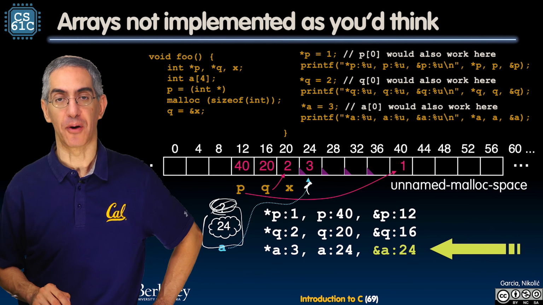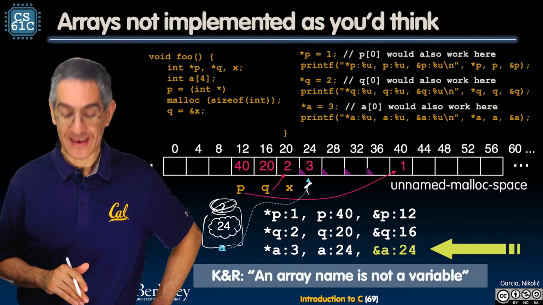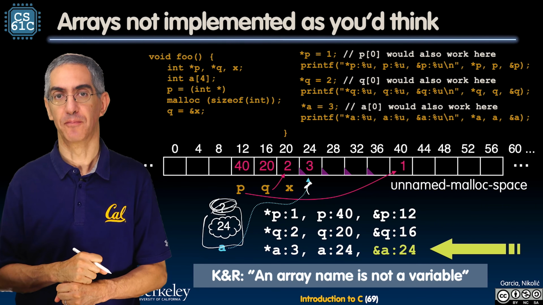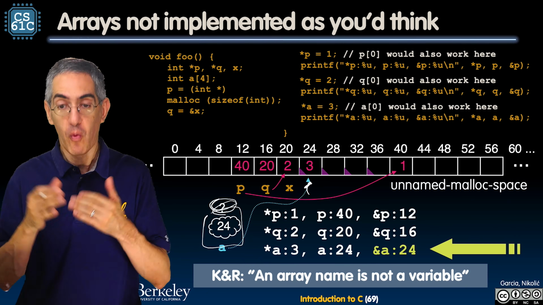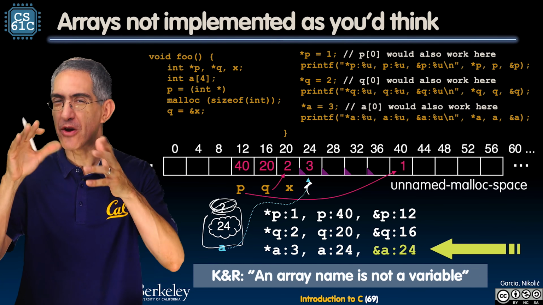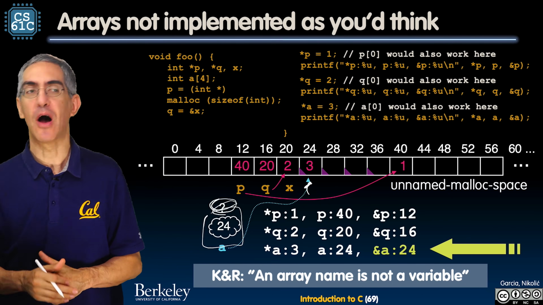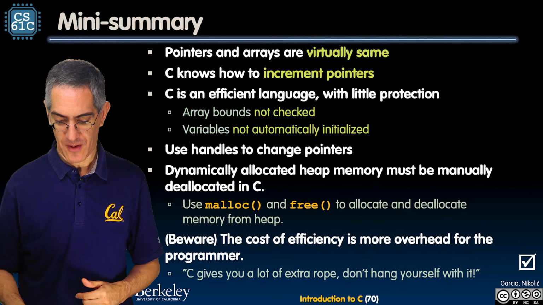That's not 24. The reason is arrays are not implemented as you think, or as K&R says, an array name is not a variable. You're going to see when we get to the assembly level why that is. Remember this, hold this weird, uncomfortable feeling right now, because when we get to assembly, you're going to see, oh, now I know. Remember that slide Dan showed me? Now I know why that is.